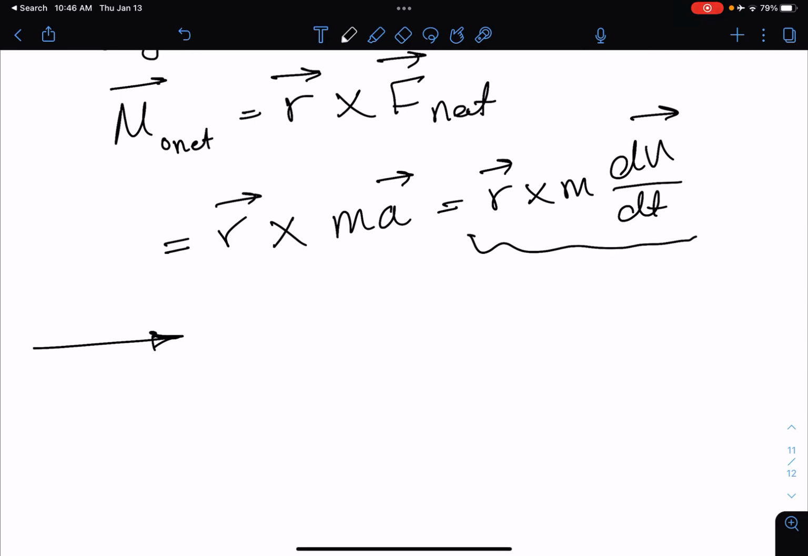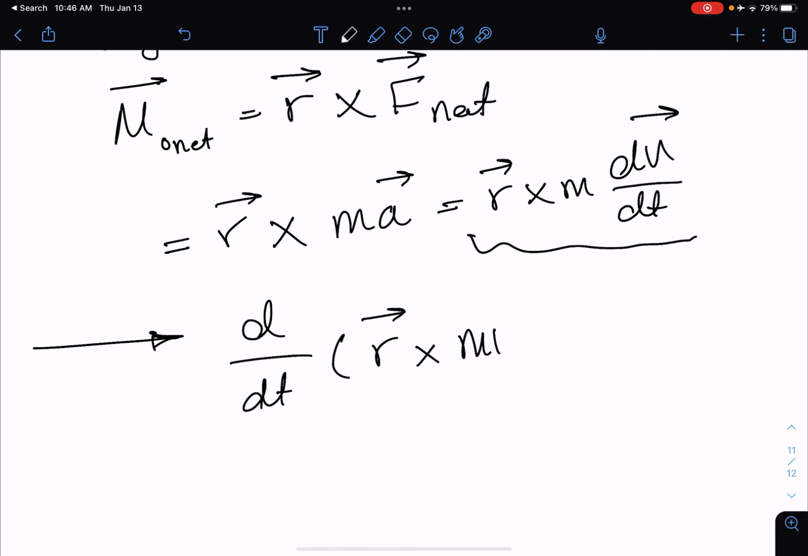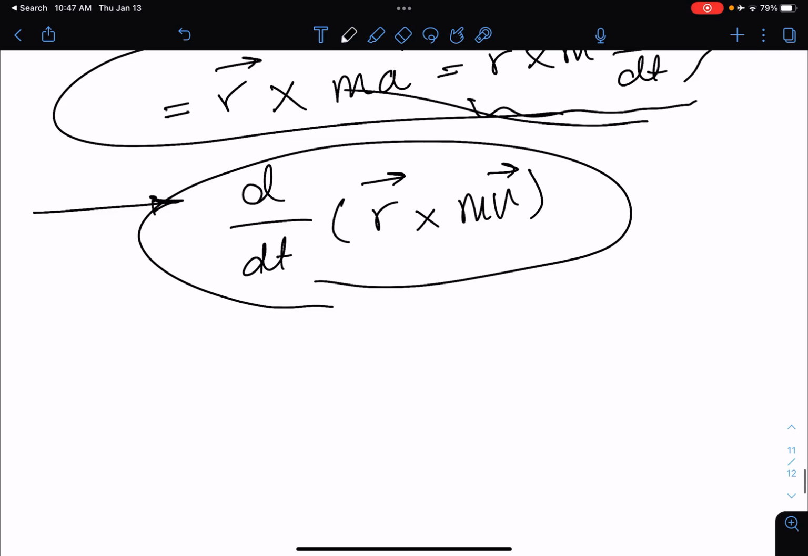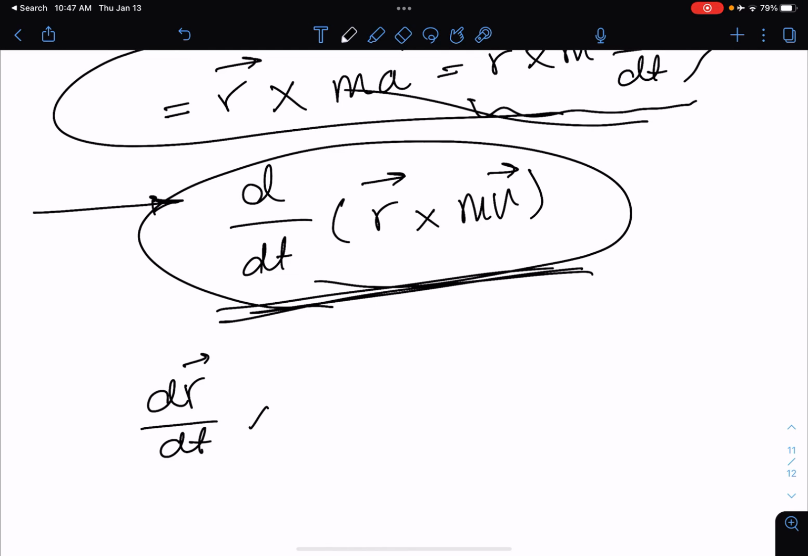Let's play with this part of it. Let's say we want to work on d/dt of r cross mv. Let's put this aside and see how we can expand this. What is the expansion of this derivative? You have to speak up. It's dr/dt cross product of m dv/dt. No, so it's essentially the same as d/dt of a multiplied by b, right?